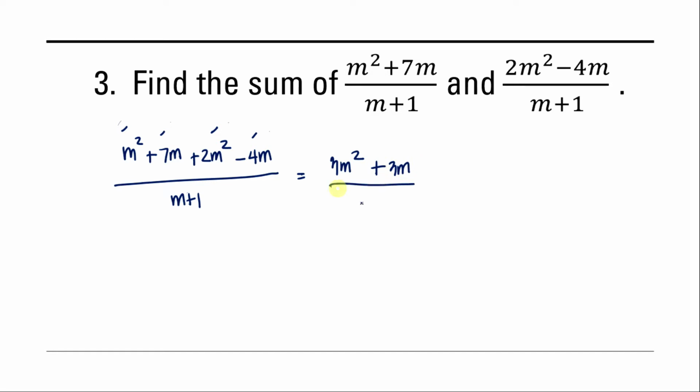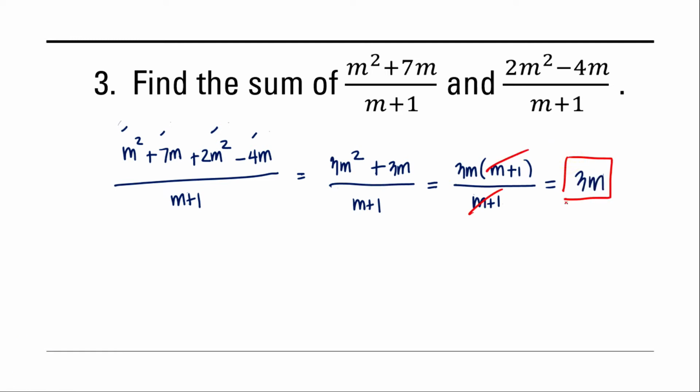So, copying the denominator m plus 1, let us simplify our answer by factoring out the GCF or the common monomial factor, which is 3m. So 3m squared divided by 3m, that is m, and 3m divided by 3m, that is 1. Obviously, we can actually cancel out m plus 1. And our answer is 3m.